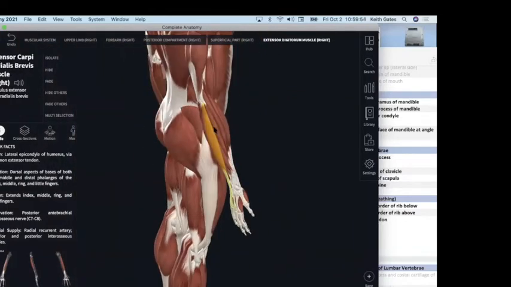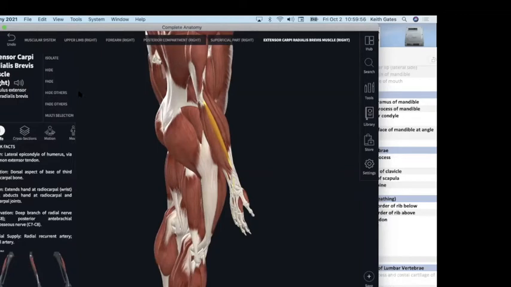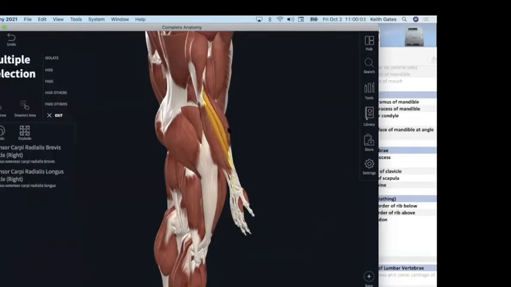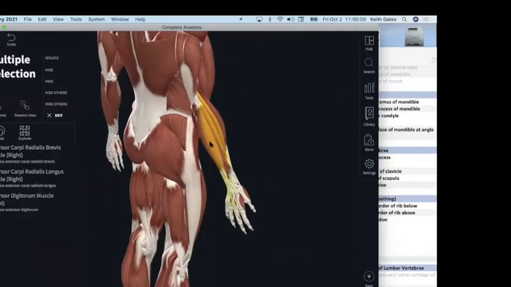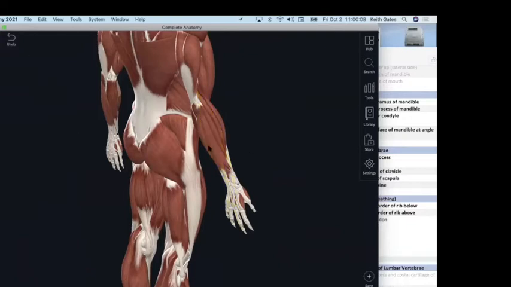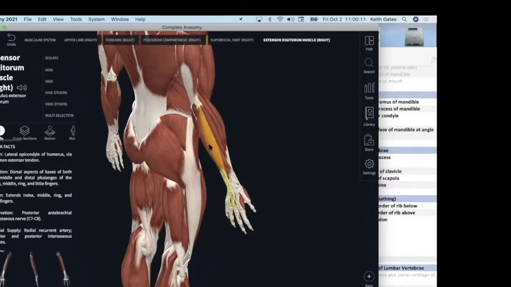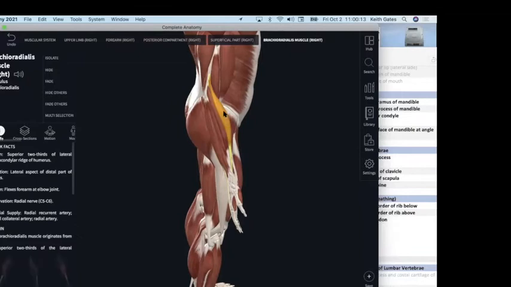And then you have your extensor carpi radialis. And there are two right there, but don't worry about differentiating between them. If it's the one next to your extensor digitorum and your brachioradialis, it's your extensor carpi radialis.